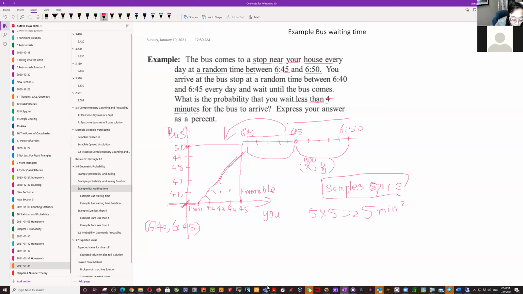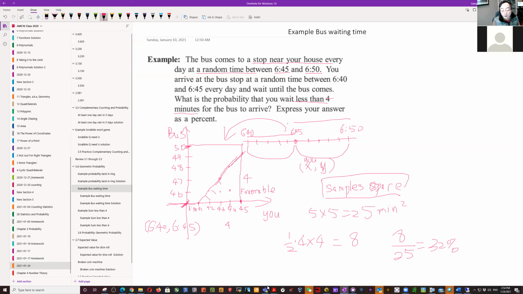And then here, not including this line, but everything else is included. Not including this line, the area is 4. So basically it's 1/2 times 4 times 4, equal to 8. So this is the area of less than 4 minutes. So 8/25, that's the answer. And expressed as a percentage, it's equal to 32%.